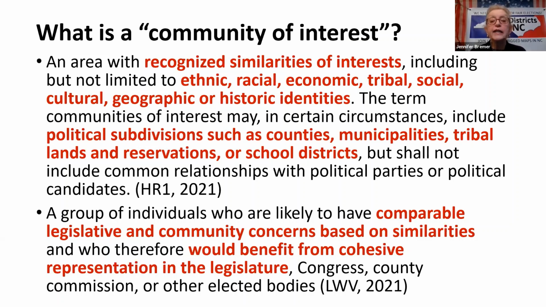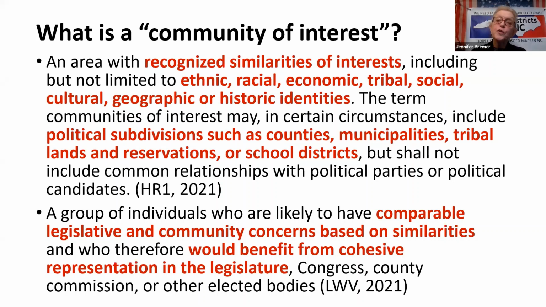1, the For the People Act, which has been introduced in Congress and includes an overall basket of reforms that have to do with voting. And if adopted, by the way, it would mandate an independent citizens commission to draw the congressional maps, which would be nice. It would apply this year if passed soon. And the other definition here comes from the League: a group of individuals who are likely to have comparable legislative and community concerns based on similarities, and who therefore would benefit from cohesive representation in the legislature and Congress, county commissions, or other elected bodies.